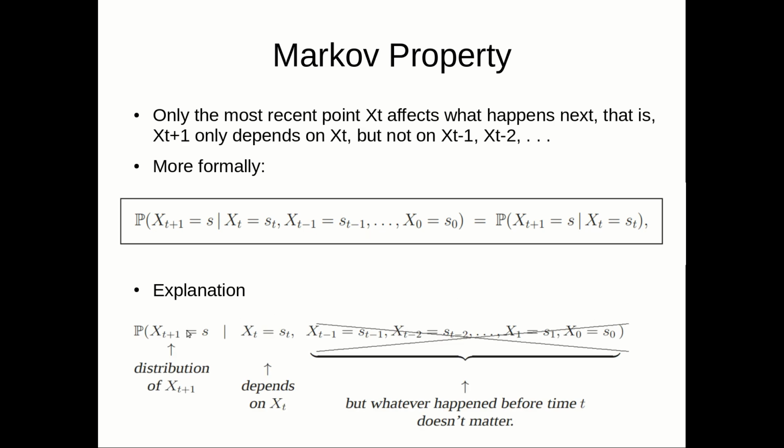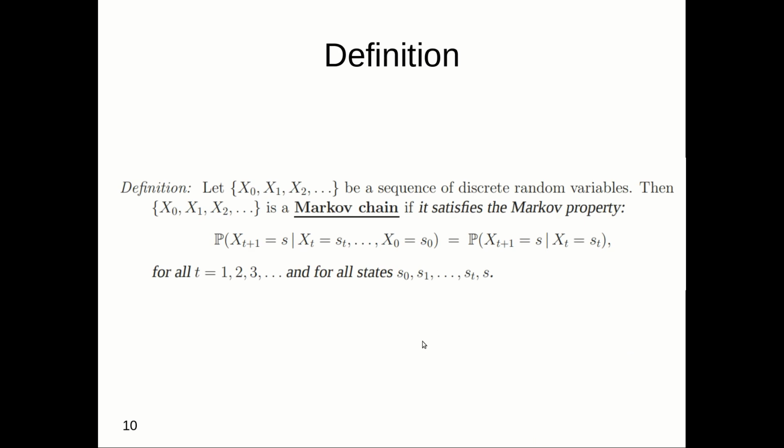Right, so here's the explanation. This is the distribution of x_{t+1}, and we say that this only depends on x_t, and whatever happened before time t doesn't matter for our probability. Okay, so here's the definition.